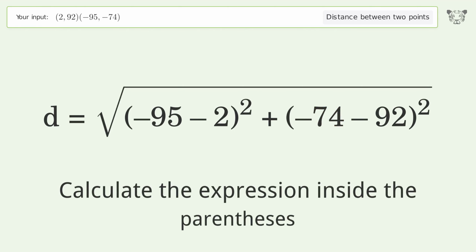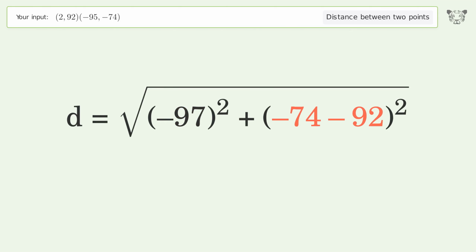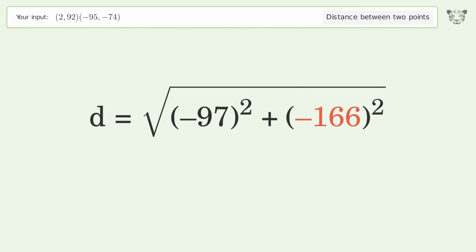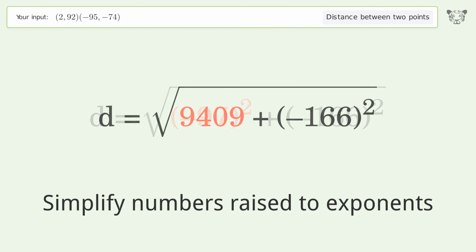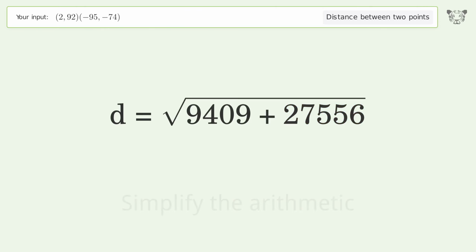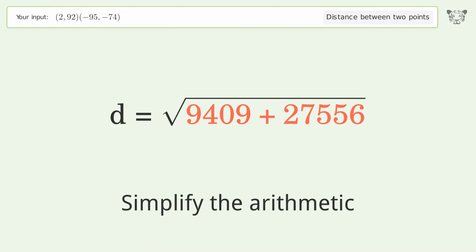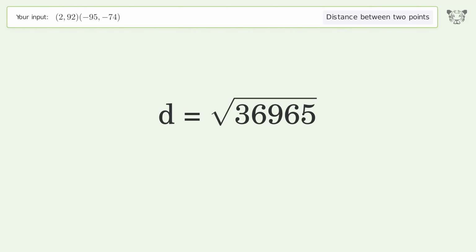Calculate the expression inside the parentheses. Simplify numbers raised to exponents. Simplify the arithmetic. And so the distance between the 2 points is the square root of 36,965 or 192.263.